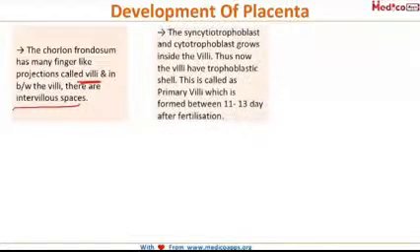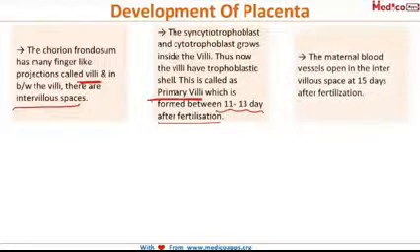The syncytiotrophoblast and the cytotrophoblast grow inside the villi, and now these villi have a trophoblastic shell. This primary structure is called the primary villi, which is formed between 11 to 13 days after fertilization. Now, after this, the next thing to happen in sequence of events is the maternal vessels opening in the intervillous space, and that occurs at 15 days after fertilization.